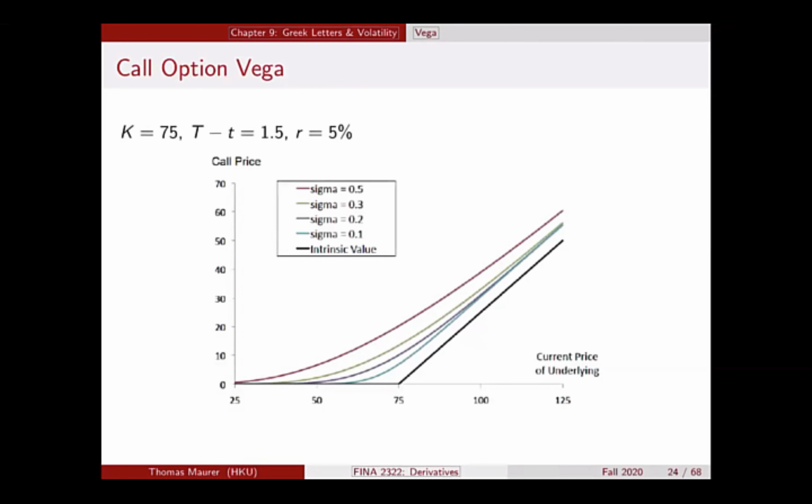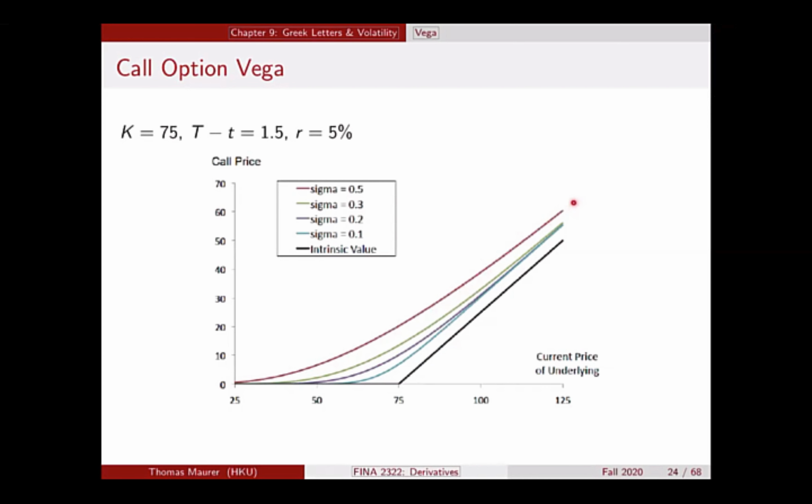Let's look at some pictures over here. So what we start with is again an option with a strike price of $75, 1.5 years to maturity, and the risk-free rate is equal to 5%. And then we draw a couple of different options illustrated by all these different curved lines. The most extreme is the intrinsic value. That's basically where volatility is 0. Nothing happens anymore. And then as we increase volatility, this line shifts more and more towards this upper left corner away from the intrinsic value.